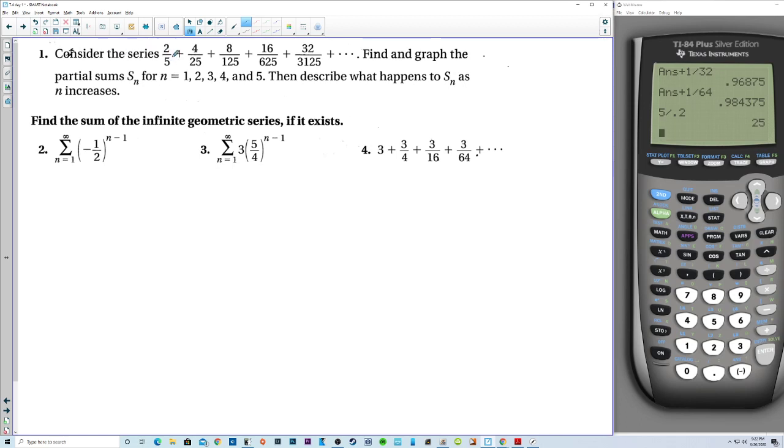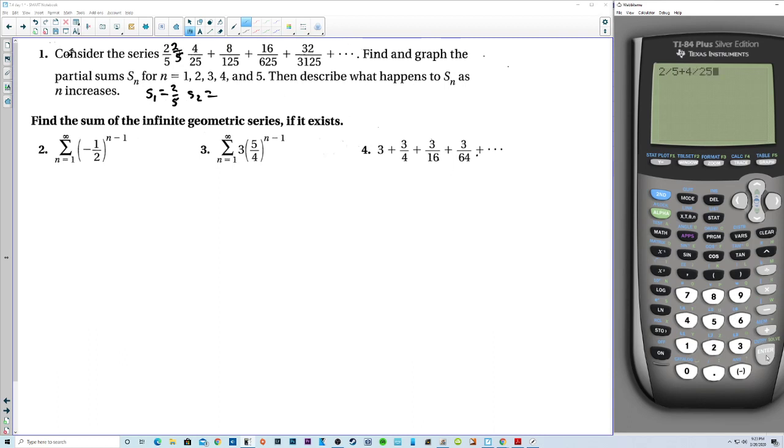Consider the series 2/5 plus 4/25 plus 8/125 and so on. Looks like we're multiplying by 2/5, positive 2/5. Find and graph the partial sums, then describe what happens to S sub n. So the first partial sum is 2/5. Second partial sum, let's clear this and go 2/5 plus 4/25.